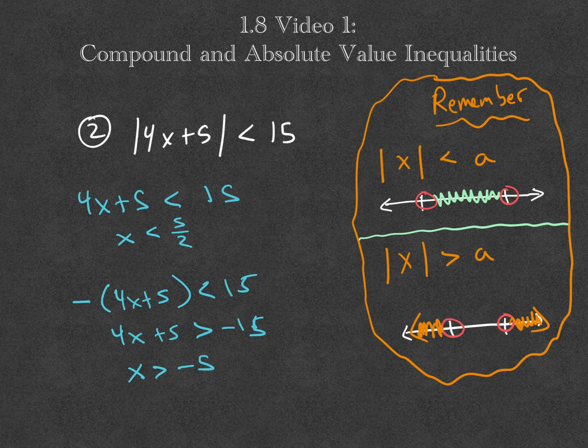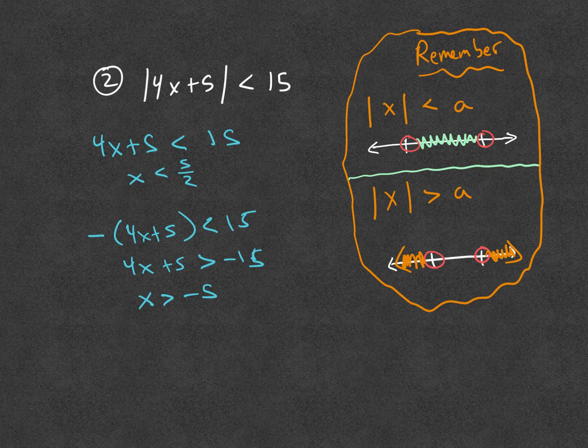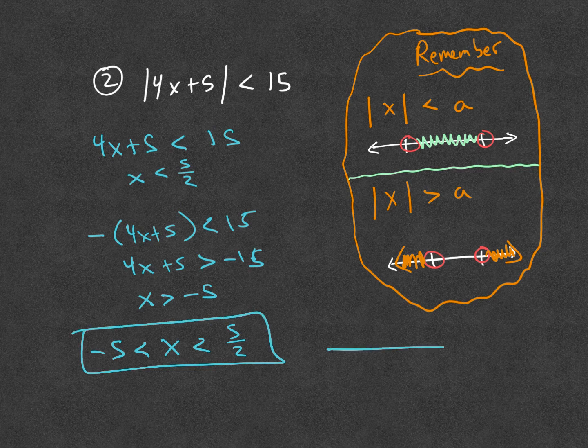And then when I combine these together, I know it should give me something like that. And that's what we'll see: negative 5 is less than x is less than 5 halves. And there's my solution. Same as the last problem, we could number line that, we could write it in interval notation. And there we go.